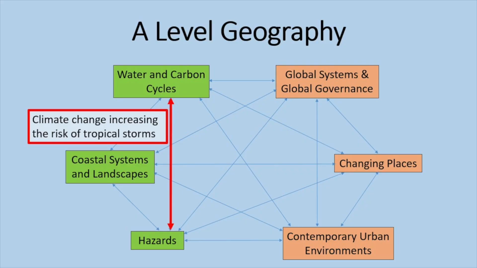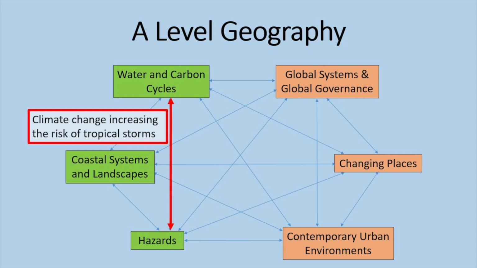So the Geography A-Level course is divided into 6 modules, the first of which is water and carbon cycles. There is also coastal systems and landscapes and hazards of the physical geography side. On the human geography side, we have global systems and global governance, we have changing places and contemporary urban environments.